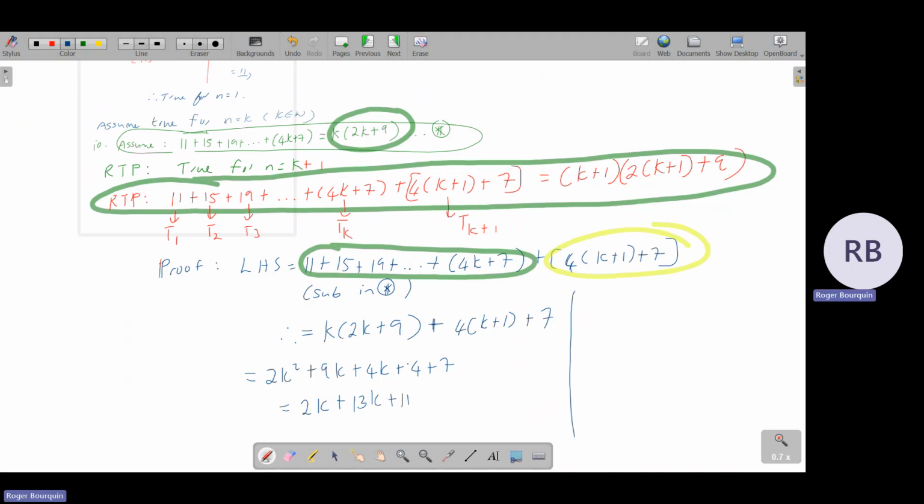That's the left-hand side. Did you get that? Okay. And the right-hand side is going to be k plus 1, 2k plus 11, right? Which is 2k squared plus 13k.